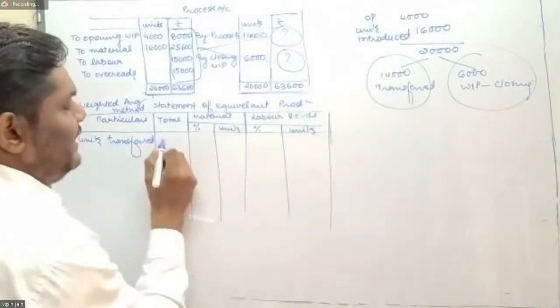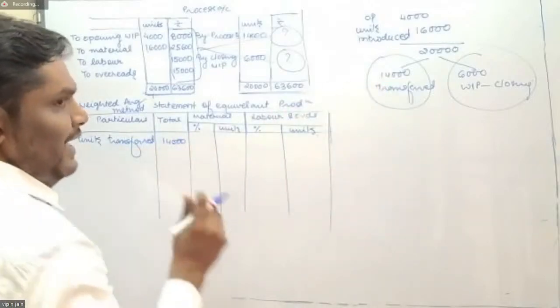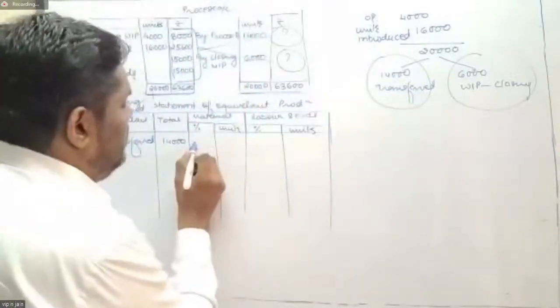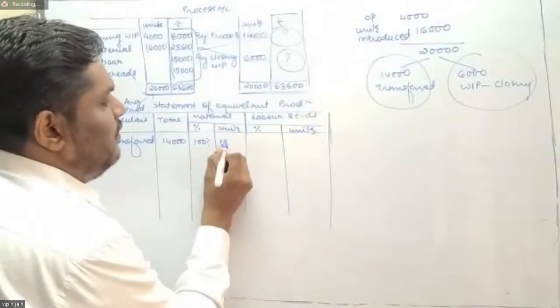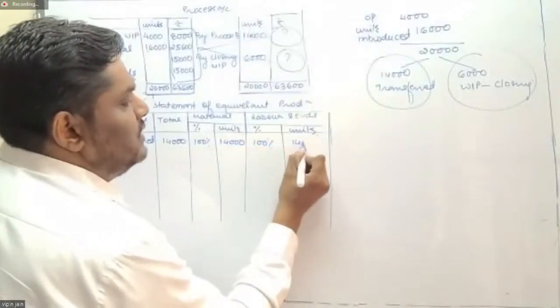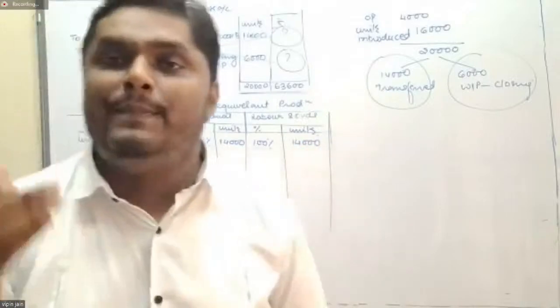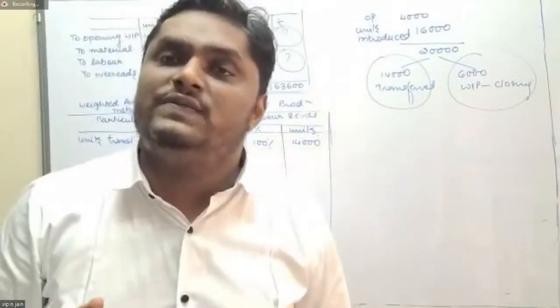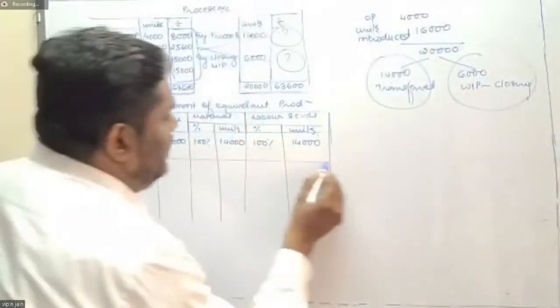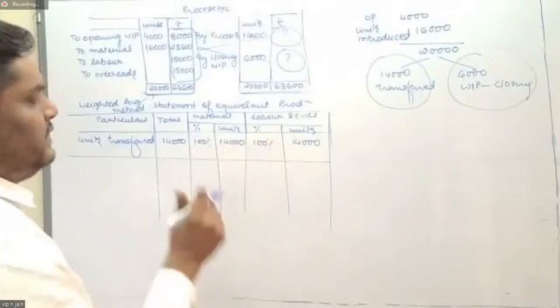That is, a total of 14,000 units were transferred, and since the units are transferred, they are 100% complete. So 14,000, 100% is 14,000. Again, I repeat, since 14,000 units are transferred, you'll assume that they are 100% complete, and this is how we have calculated the equivalent number of units transferred.